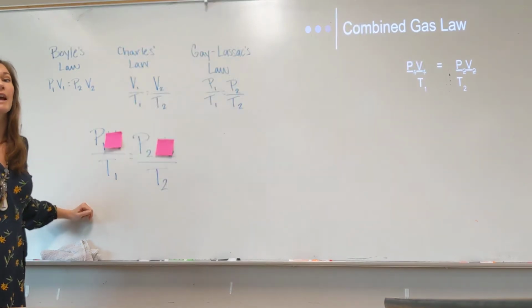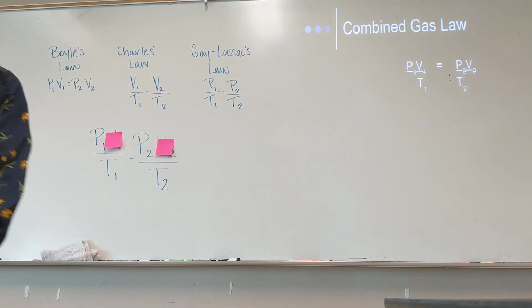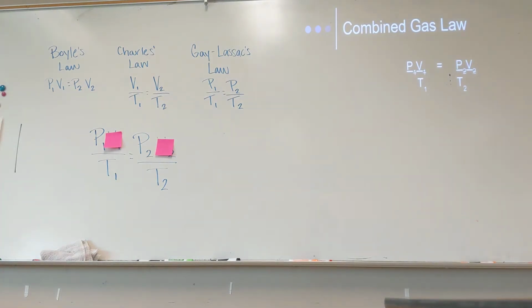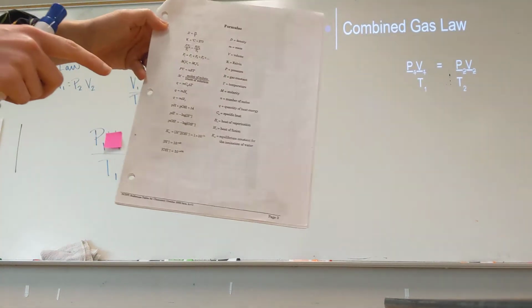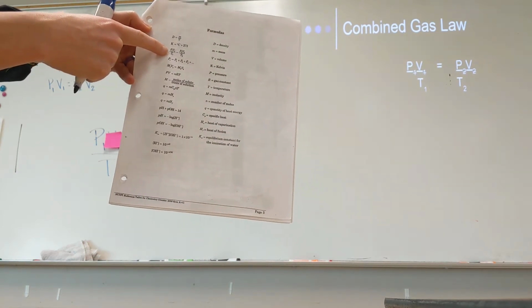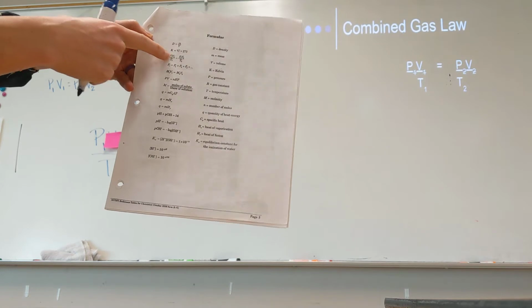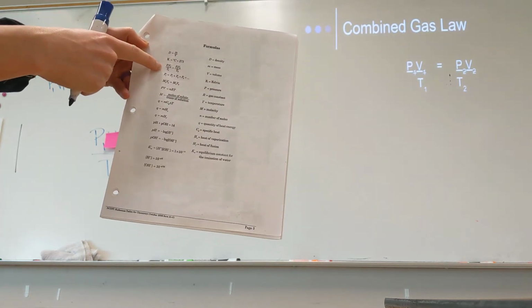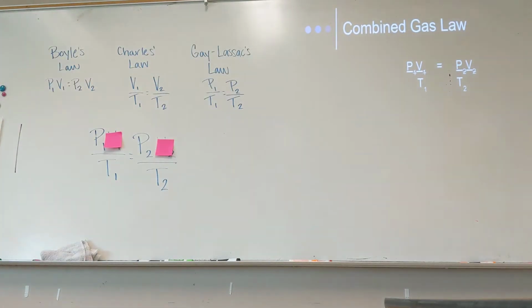You might have heard me say that this is in your reference packet. It is on page 3, under formulas, close to the top. P1 V1 over T1 is equal to P2 V2 over T2. So here it is right here. All right.